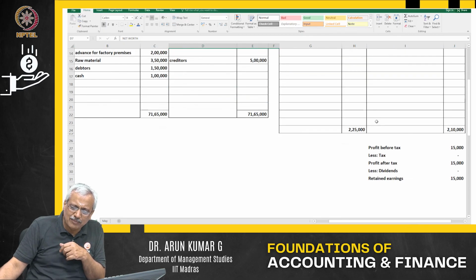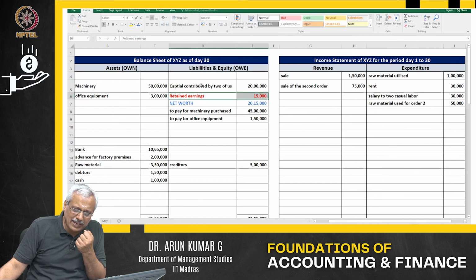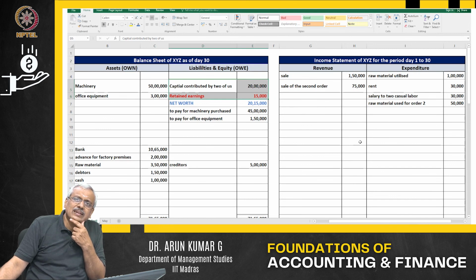And you can see my revenue was 225, my expenditure is 210, I make a profit here. Now, as long as I don't take the dividend, the money is retained in the company and that belongs basically to the company. I can take more examples here. One or two more examples I will take.